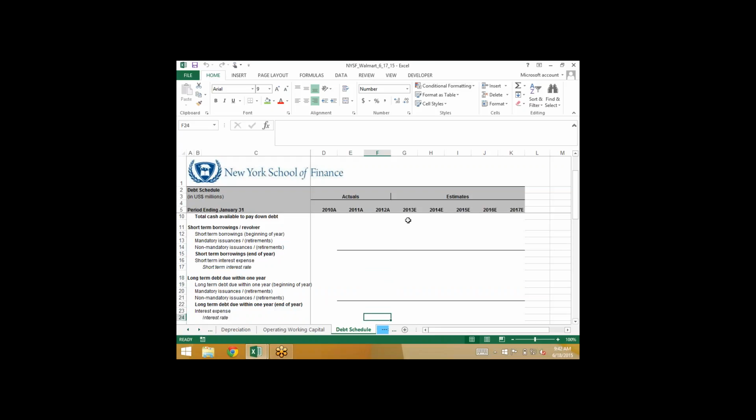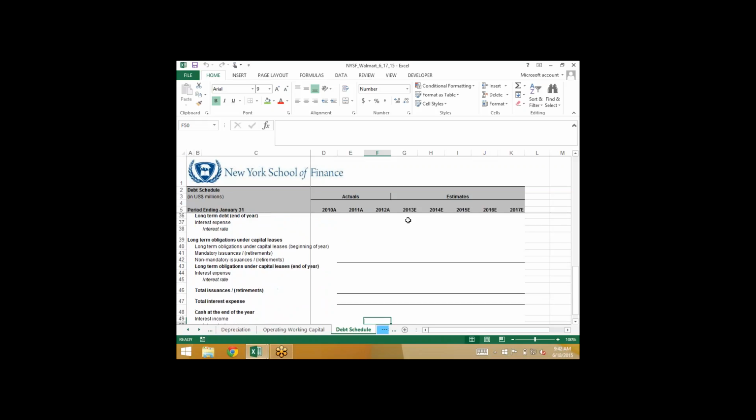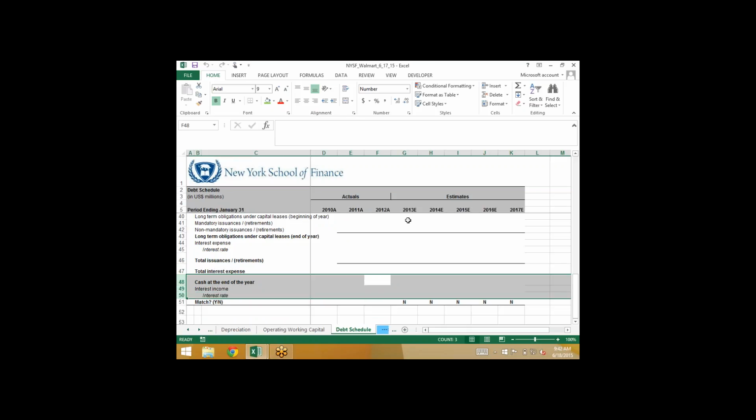So that's part two, right? Tracking debts and interest. And then three, totaling any debt paydowns or debt raises, totaling the interest, and calculating cash at the end of the year. That cash at the end of the year will be used to calculate interest income. Those are the three sections of a debt schedule.